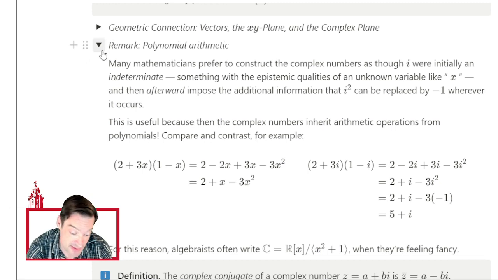Why should it even make sense to add an imaginary and a real? Well, we treat them just like adding monomials with a variable and constants, right? And so we get polynomial arithmetic showing us the way.